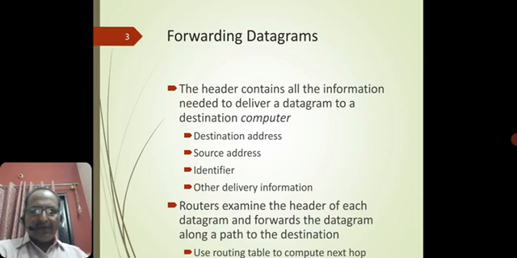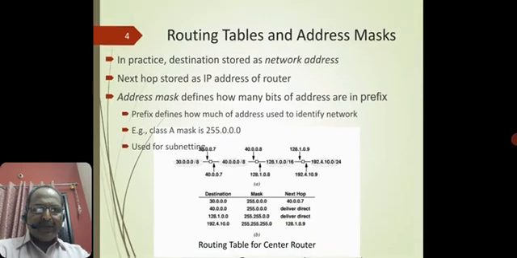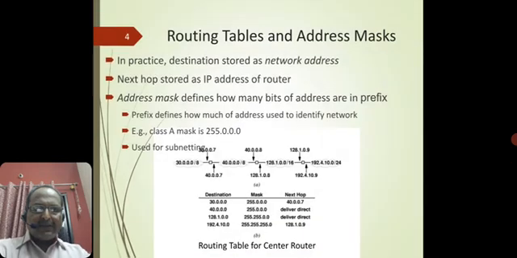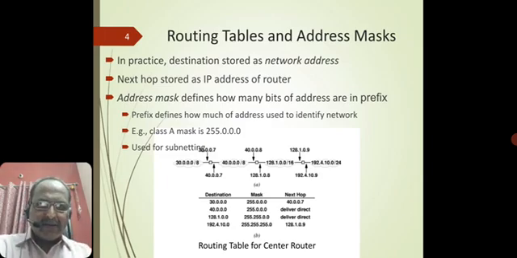Now, routers examine the header of each datagram and forward the datagram along a path to a destination, and use a routing table to compute the next hop before transmission may occur. Now, these are the routing tables and address masks. In practice, the destination is stored as a network address. So this is a very simple and precise way to handle our transaction mechanism in a network.